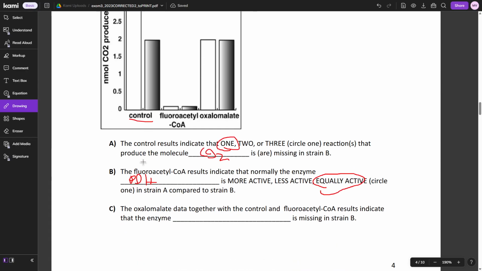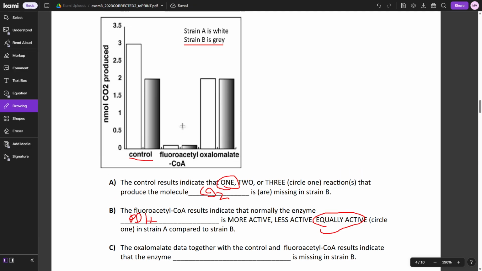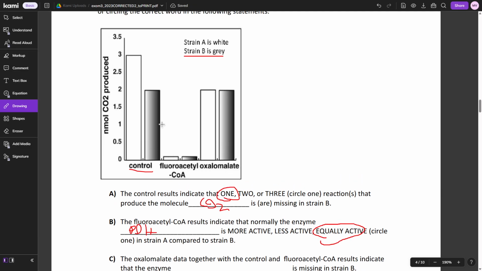Yeah, so I have to think about that. So if you're saying if strain A had more CO2 production, yes, because I know that this thing is an inhibitor and I'm still producing that one CO2, even though this thing is supposed to be inhibiting, that suggests that it is more active. Does that make sense? Okay.